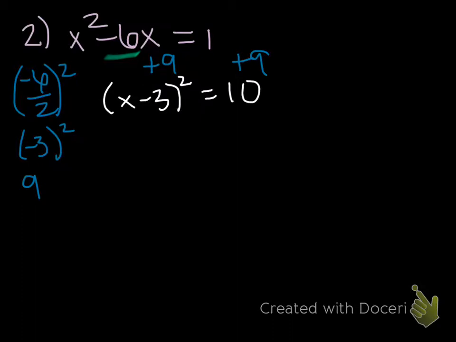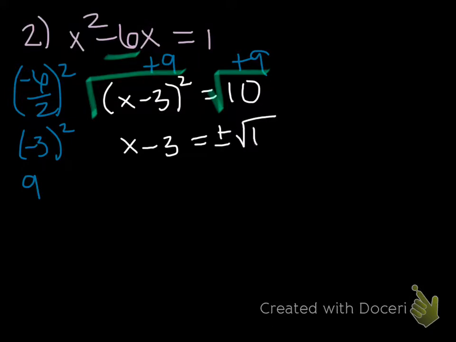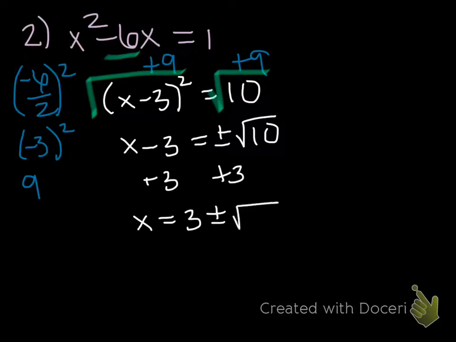And now the only way we could solve from here is that we would take the square root to cancel out the squared on the left-hand side. If I try to break down 10, the two numbers that multiply to be 10 are 2 and 5, and neither one of those are perfect squares. So this is going to stay the square root of 10, and we use the plus or minus because we introduced a square root. And then my last step would be to add the 3 over, so x equals 3 plus or minus the square root of 10.